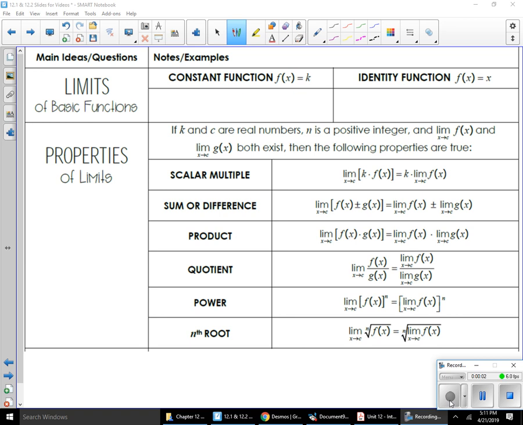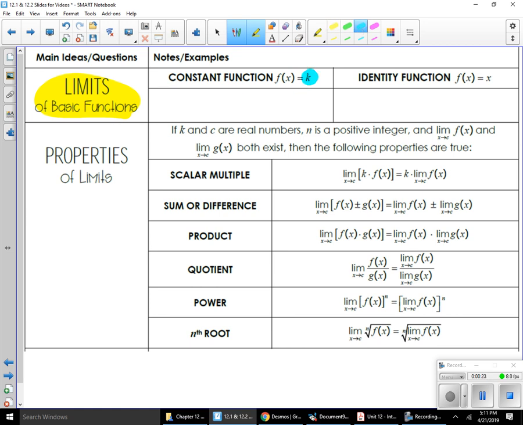So this is a really scary looking set of notes. But what it allows us to do is turn really ugly limits into really simple ones. And this starts off with two very basic limits. The first is that of a constant function. A constant function is one that always has the same value.